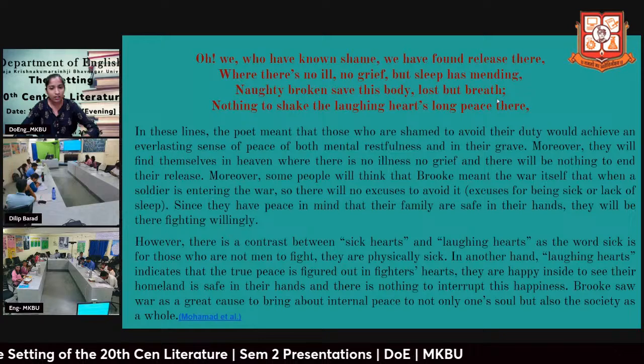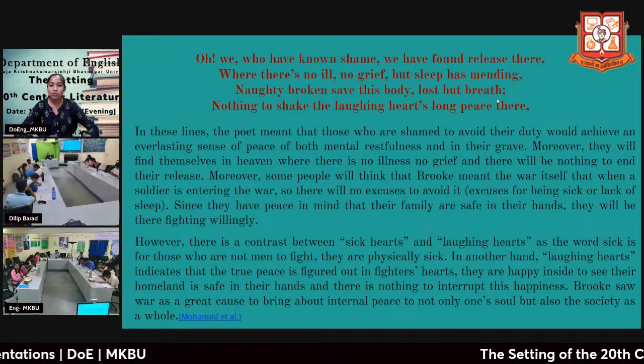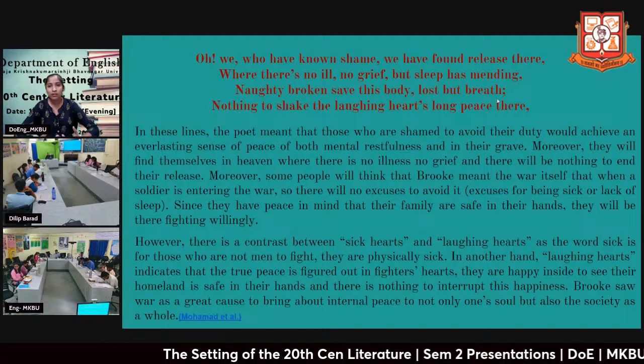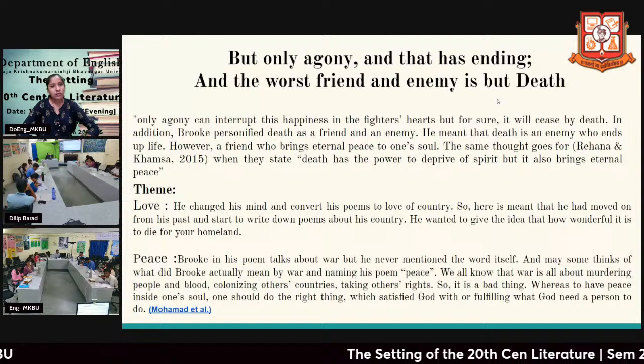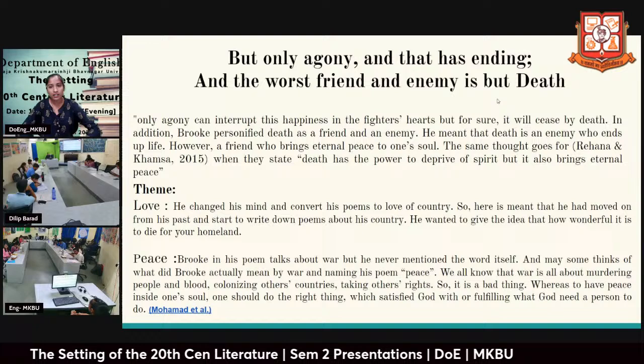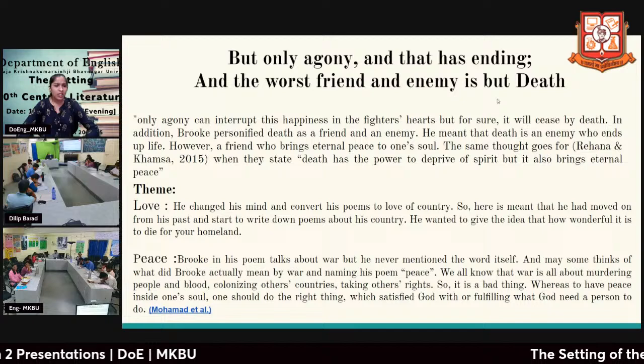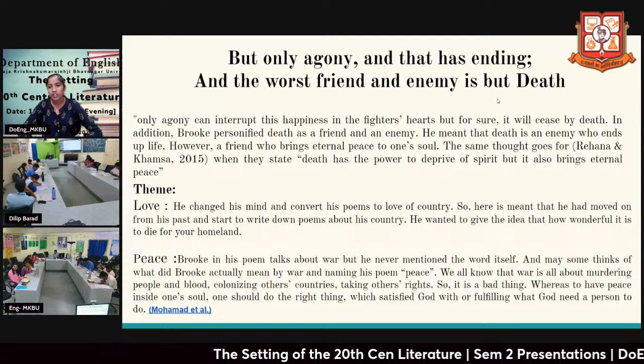But afterward, he can sleep calmly, because he has vowed that I work for my family, I work for my country. "But only agony and death has ended, and the worst friend and enemy is but death." Here only agony can interrupt this happiness in the fighting heart, but for sure it will be pierced by death.